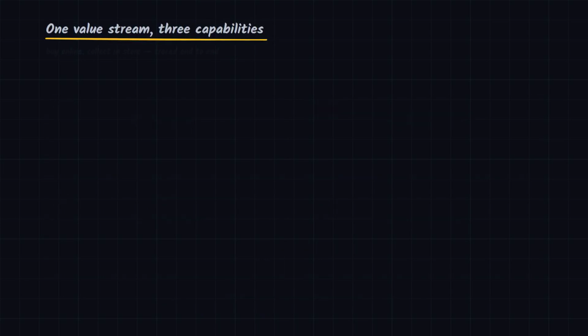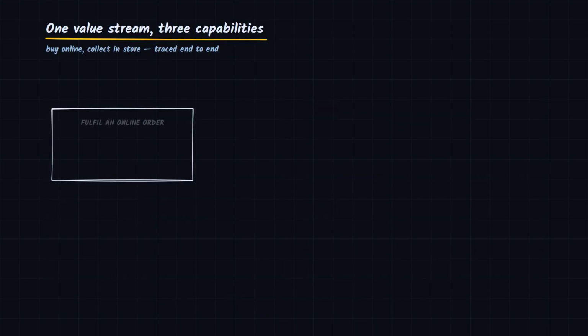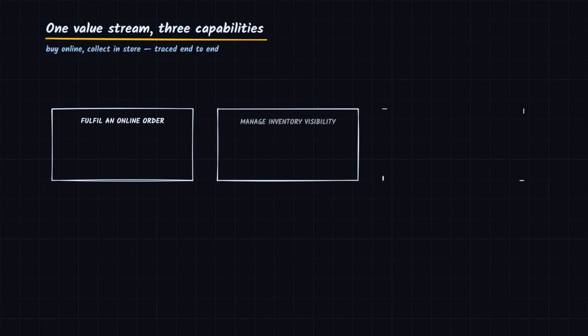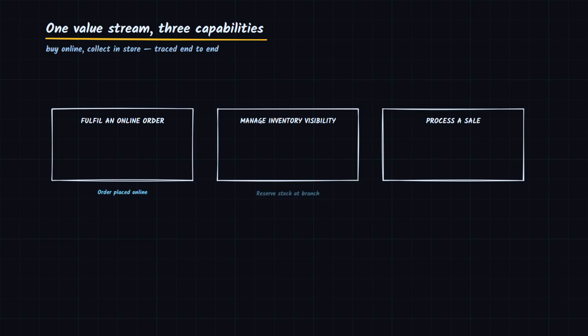Now trace one value stream end to end, because a value stream is where capabilities prove themselves. Buy online, collect in store. A customer places an order on the e-commerce site. That's fulfill an online order. The order needs to reserve stock at a specific branch. Right now, not overnight. That's manage inventory visibility. The customer walks in to collect. That's process a sale, again, at the till.